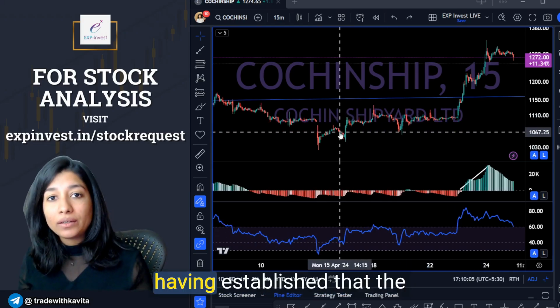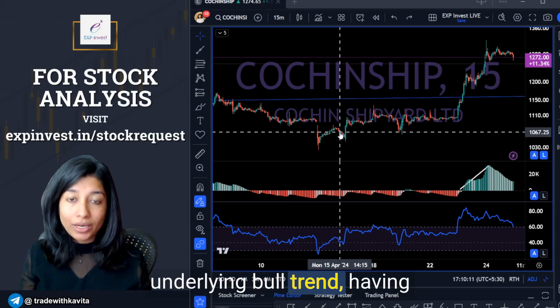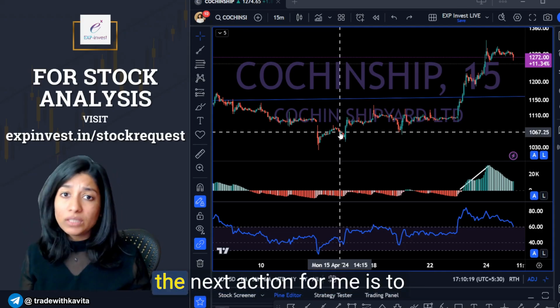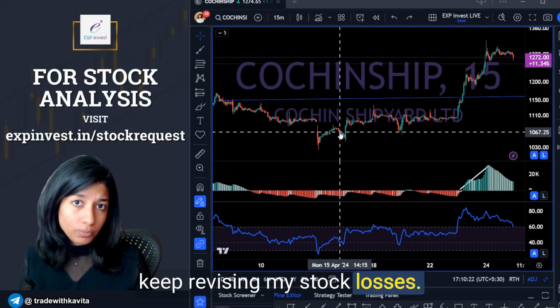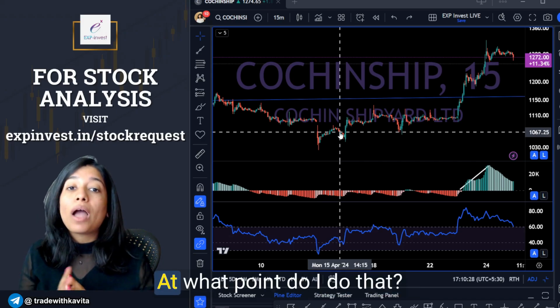Now, having established that the stock is experiencing a strong underlying bull trend, having made an entry based on the 15-minute and 75-minute analysis, the next action for me is to keep revising my stop loss, because the only thing left for me to do is exit this position and book my profits. At what point do I do that?